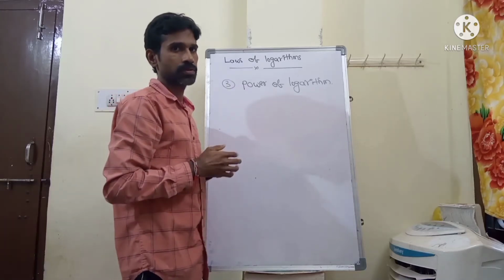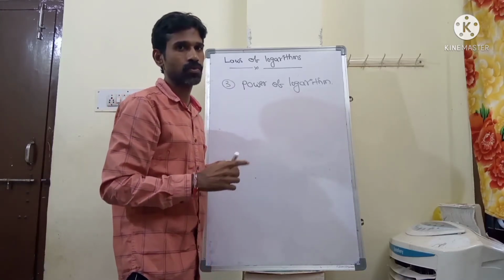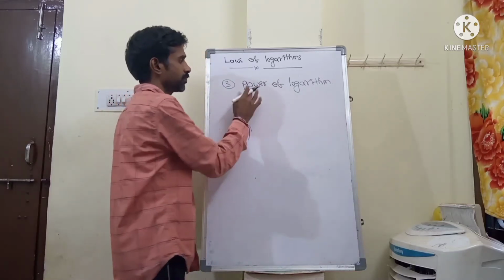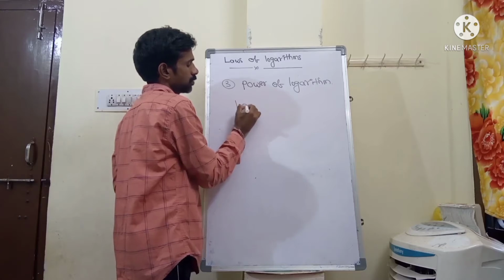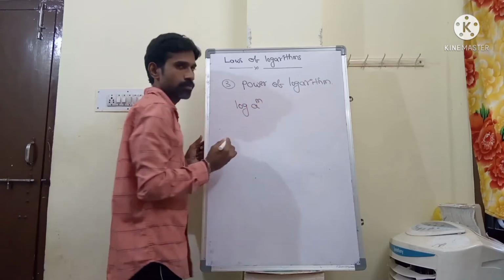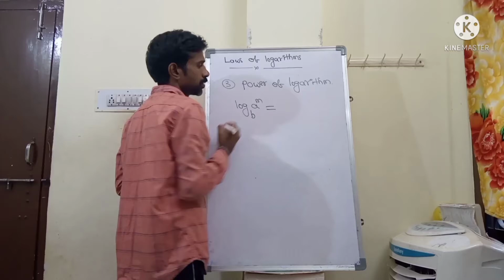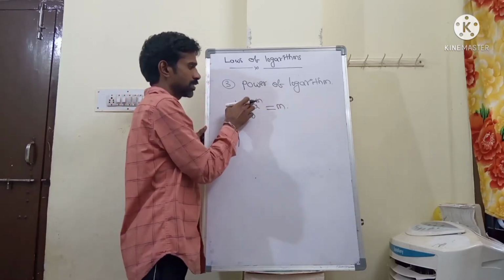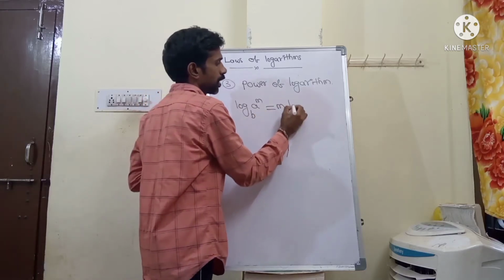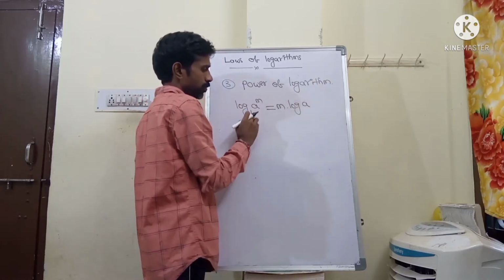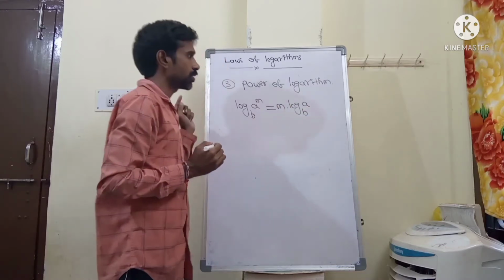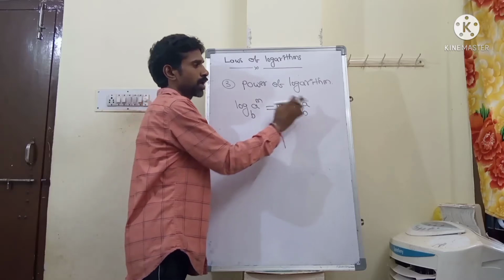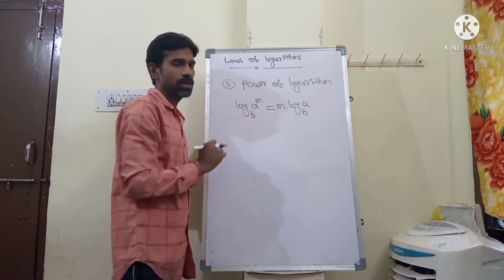Very important. The first one is the product rule, the second one is the quotient rule, and the third one is the power of logarithm. Here, log a to the power of m base b equals m into log a to the base b. We just shift the power to the front. It is the power of logarithm rule: log a power of m is equal to m into log a.